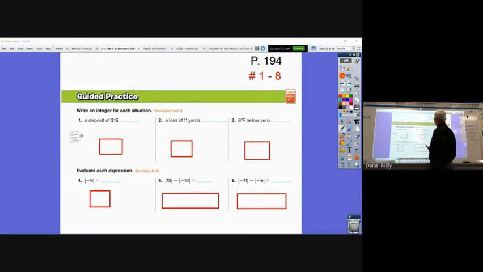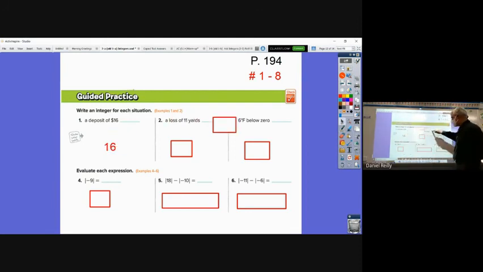A deposit is positive. Deposit is when you put money into an account. Okay, a deposit is when you put money into an account. So these words, deposit and withdraw, profit, loss, those are the ones that you might have trouble with because they're vocabulary that you maybe didn't know.